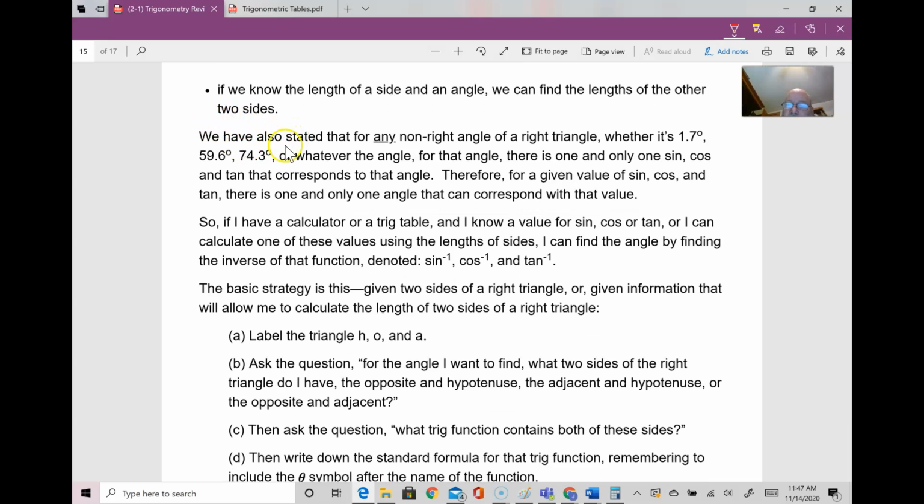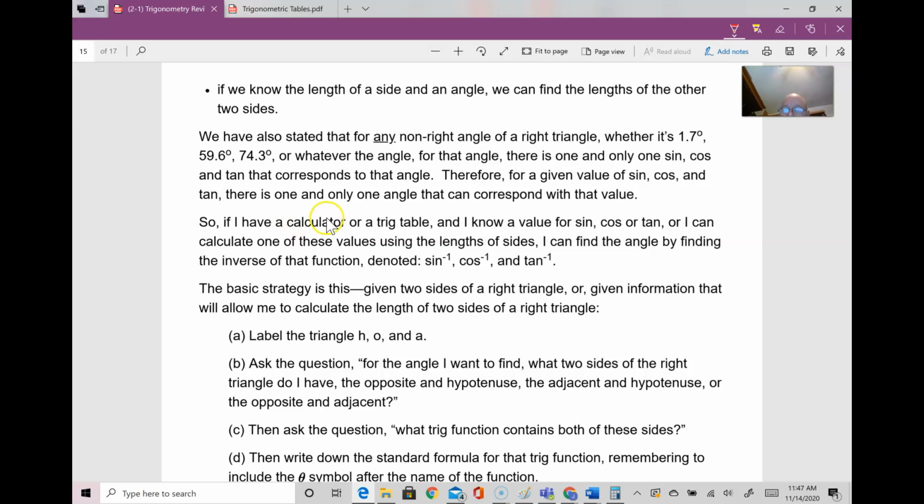Now we've also stated that for any angle of the right triangle that's not the right angle itself, whether it's 1.7 degrees or 74.3 degrees, whatever the angle is, for that angle there is only one sine, cosine, and tangent that corresponds to that angle. So if I know the value of sine, cosine, or tangent, there's only one angle that can correspond with that value, so I should be able to find that.